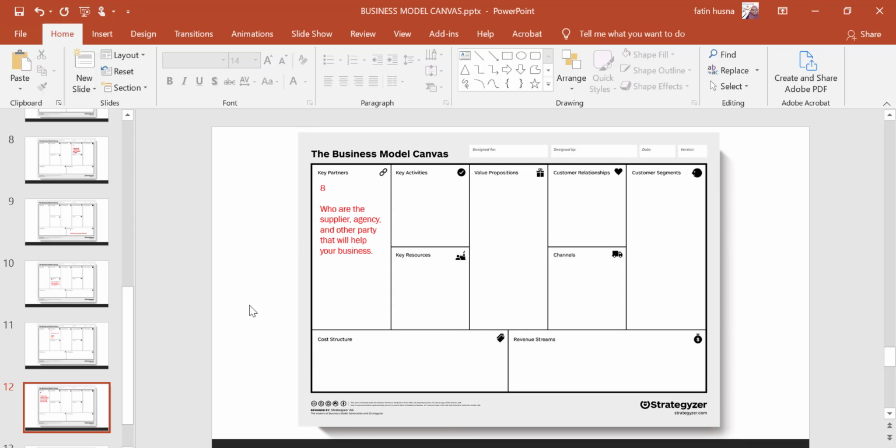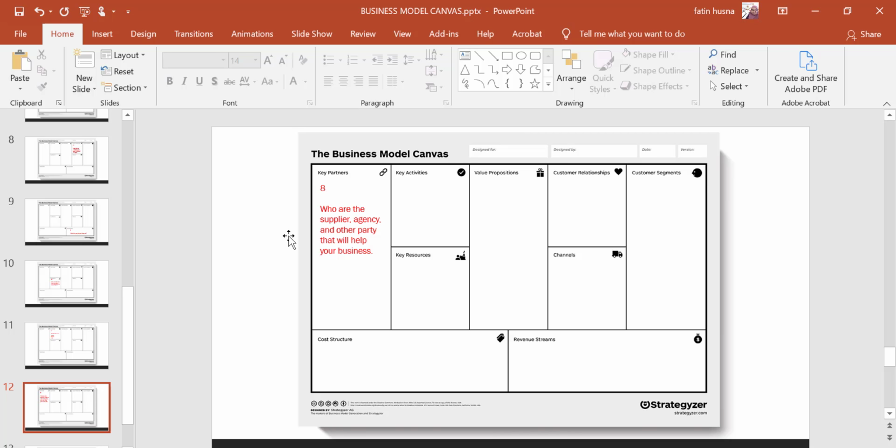Number 8 is key partners. Who are the supplier, agency, or other party that will help your business? Basically, I can conclude that this part is when you pay them and then they help you in the business, not in the sense of buying your product as a customer, but helping you in your business activities. There's a two-way activity there, meaning you pay them, and they also help you in the sense of not being a customer.